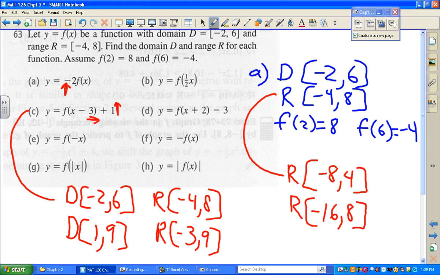What's a negative x do inside the equation? Flips it over which? Y-axis. So, normally I had a domain of -2 to 6. My new domain would be from -6 to 2, wouldn't it? The range would stay the same thing. Excellent. I think we're getting the hang of this.